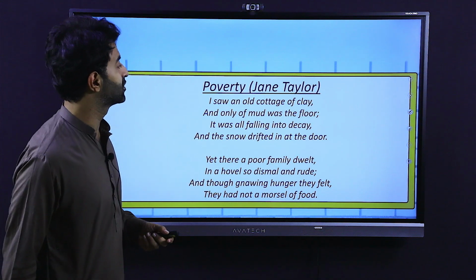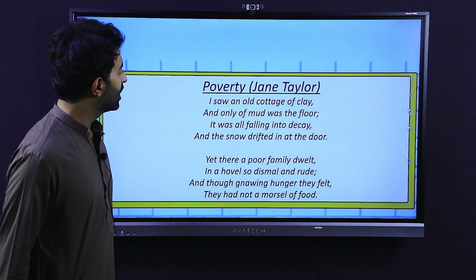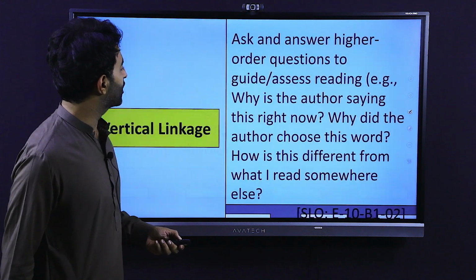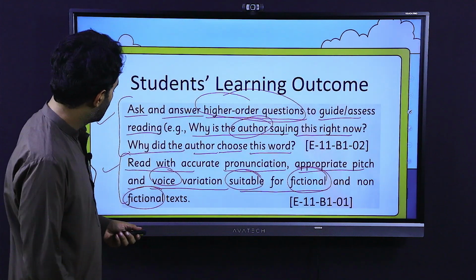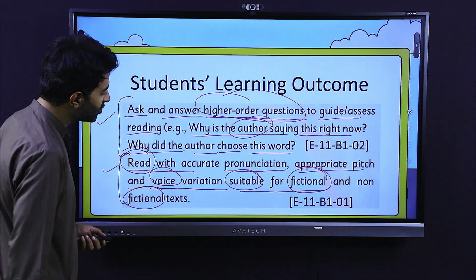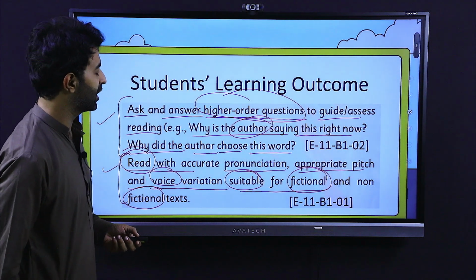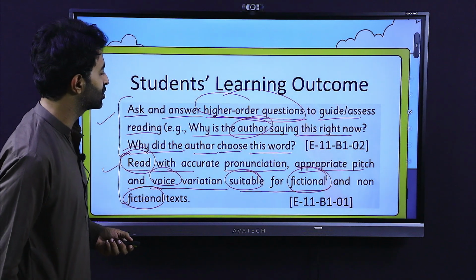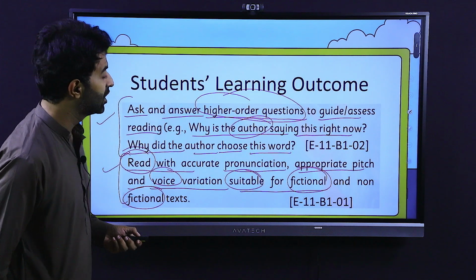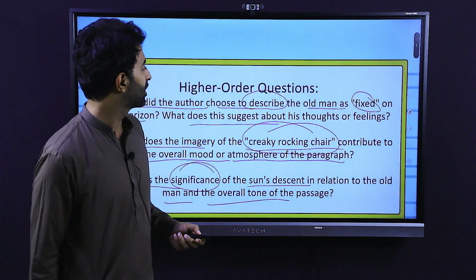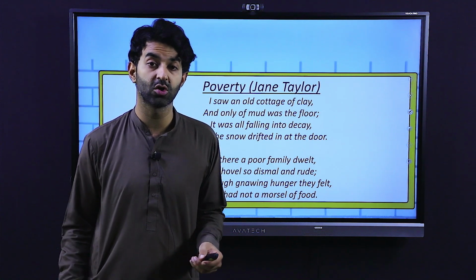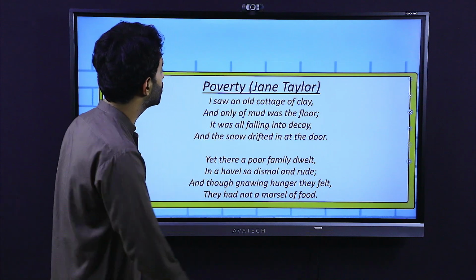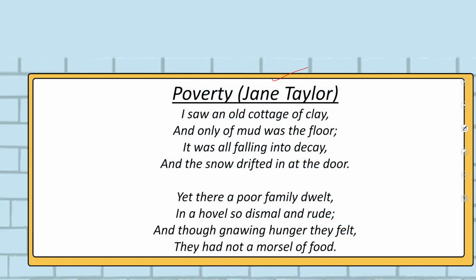Now, here, if we move back to the student's learning outcome, it says, read with accurate pronunciation, appropriate pitch, and voice variation suitable for fictional and non-fictional text. So now we have this poem. It falls under the category of fiction. This is a poem about no poverty, and it's written by Jane Taylor.